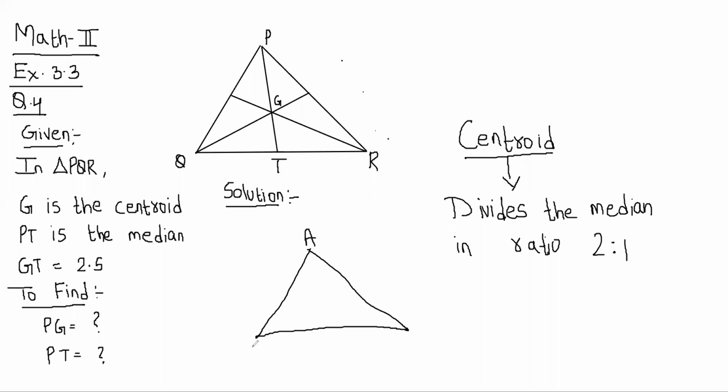triangle ABC, let us take another example. If we take D is the midpoint of BC, and if we join this segment AD, तो ये क्या हो गया? AD is the median then, right? Median means what? Segment joining the midpoint of a side and its opposite vertex.